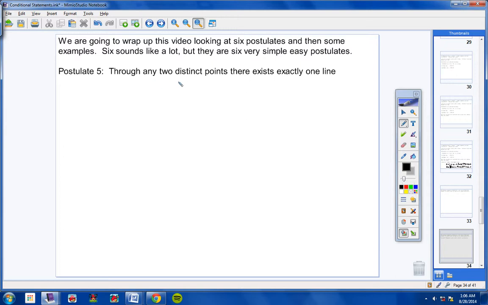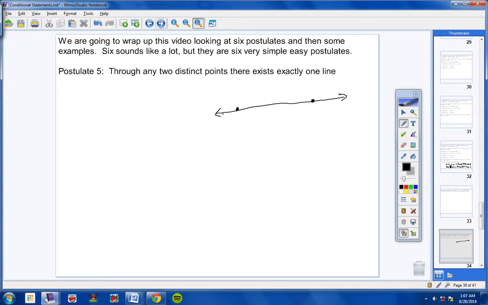Through any 2 distinct points, there exists exactly one line. And that's so obvious, students. While you're copying this down, I'll comment on it. If you got a point here and a point here, how many lines can you draw through those 2 points? Only one. And that's all that this is saying. Through any 2 distinct points, there exists exactly one line.